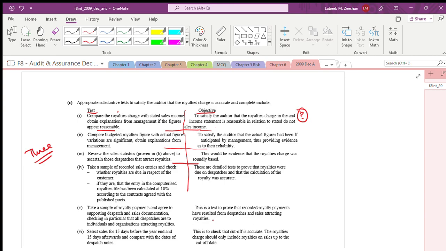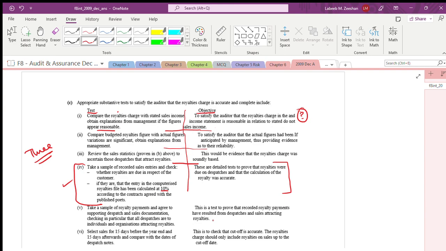This is matching. Is it right? See what it says. Take a sample of recorded sales entries and check whether royalties are due in respect of the customer. If we have to charge royalties, then the entries should be in the computerized royalty file. How much are you charging? 10%, according to the contracts with the published poets.